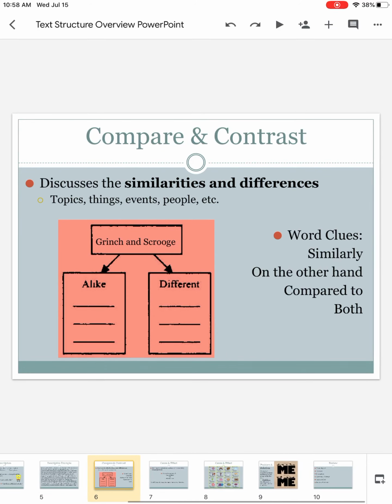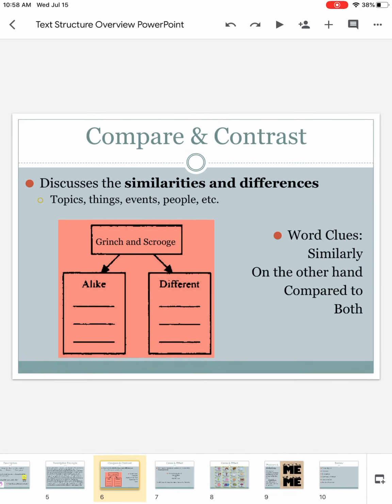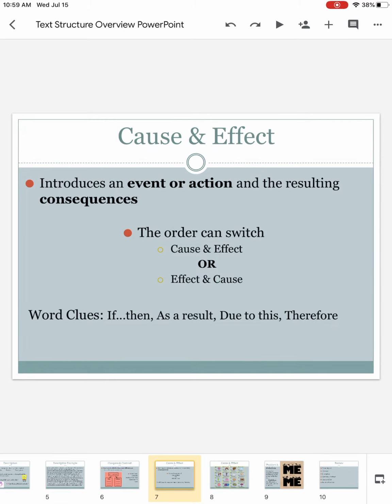Next, we have compare and contrast. You guys have been doing this for many, many years. Comparing and contrasting different things, looking at the similarities and the differences between them. Some word clues: if we see words like similarly, on the other hand, compared to, both of them, that's telling us that perhaps we've got a compare and contrast situation.